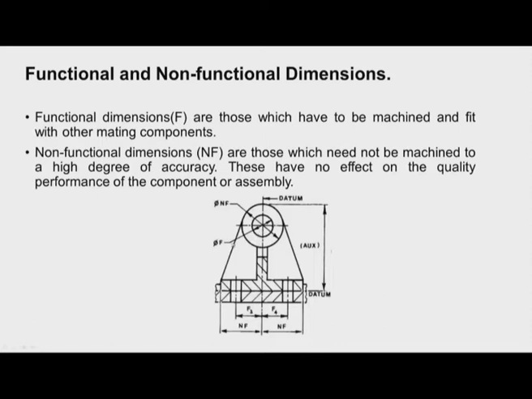In some places like say here, F is the functional dimensions, wherein we have a bore in which some shaft will come and it may rotate in the bore or it may slide in the bore. In such cases we have to specify the tolerances with a lot of care.